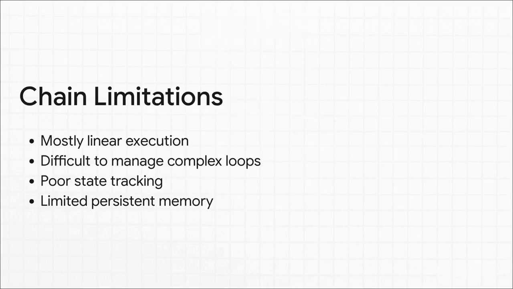The hard reality is, the assembly line breaks down when tasks get complex. Traditional LangChain chains are amazing, don't get me wrong, but they are mostly linear. When you try to build agents that require infinite loops, multi-agent planning, or the ability to gracefully recover from an unexpected API failure, it becomes a nightmare to manage. The framework really struggles with poor state tracking and limited persistent memory. When you need an agent to stop, wait for human approval, and then pick up exactly where it left off, a purely linear chain just isn't built for that.